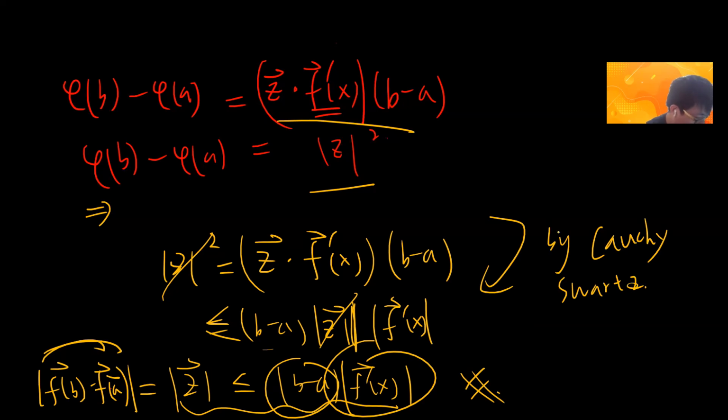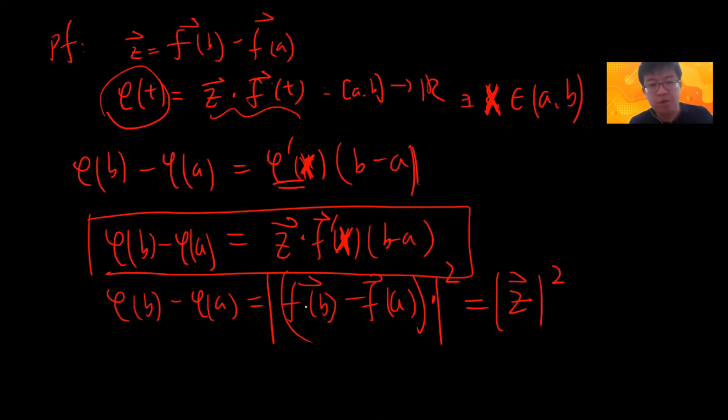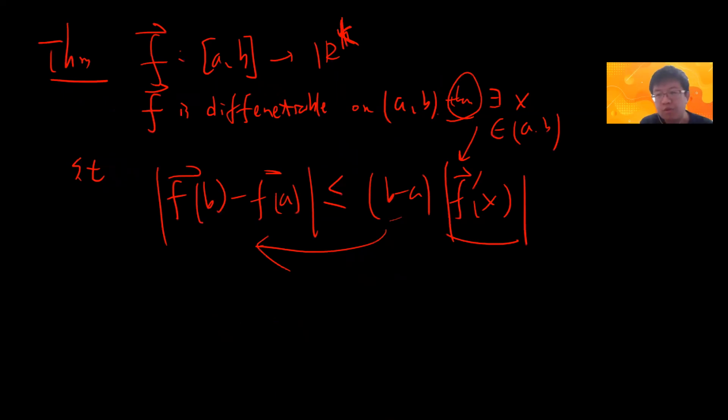Let's say maybe I spelled it wrong. Yeah, sorry. Cauchy-Schwarz. Okay, so this is just what I wanted to say for the multi-variable case.